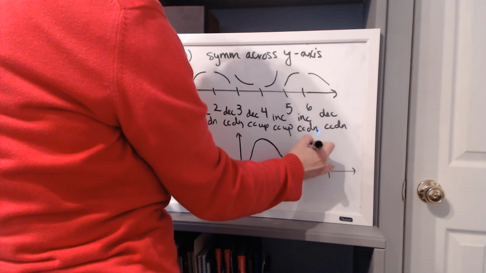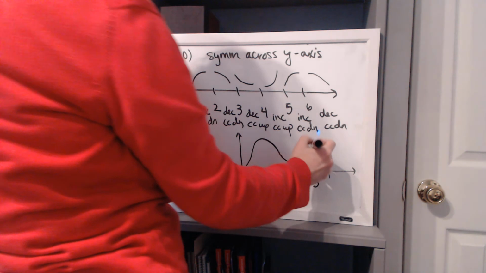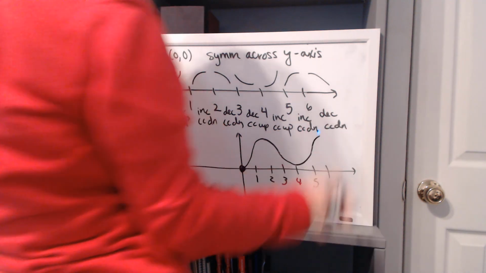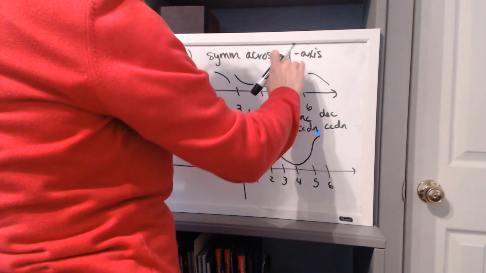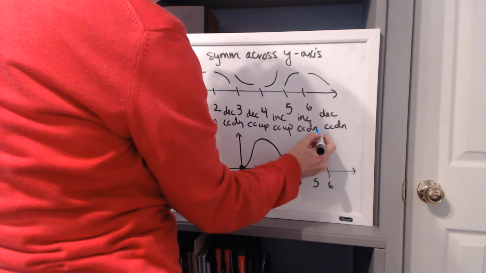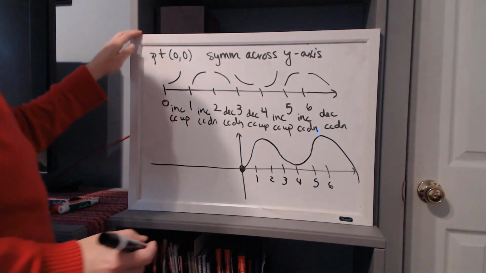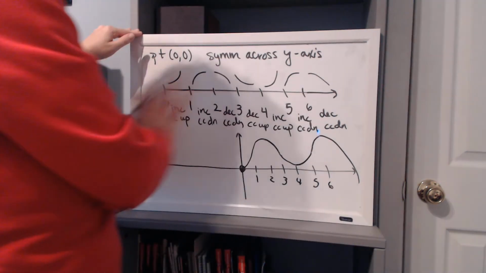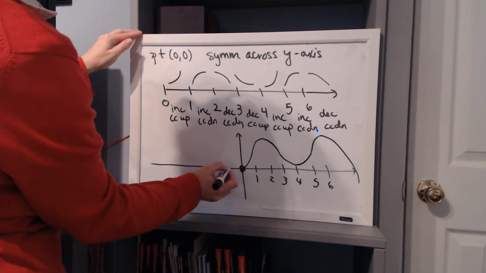So here we go. Until we get to 5, where now we're going to be increasing and concave down, so it's got to do something like this. And then at 6, we have a local max, where now we're going to be decreasing and concave down, so we get something like this. And now all we have to do is reflect that across the y-axis to get what the other side of the graph looks like.